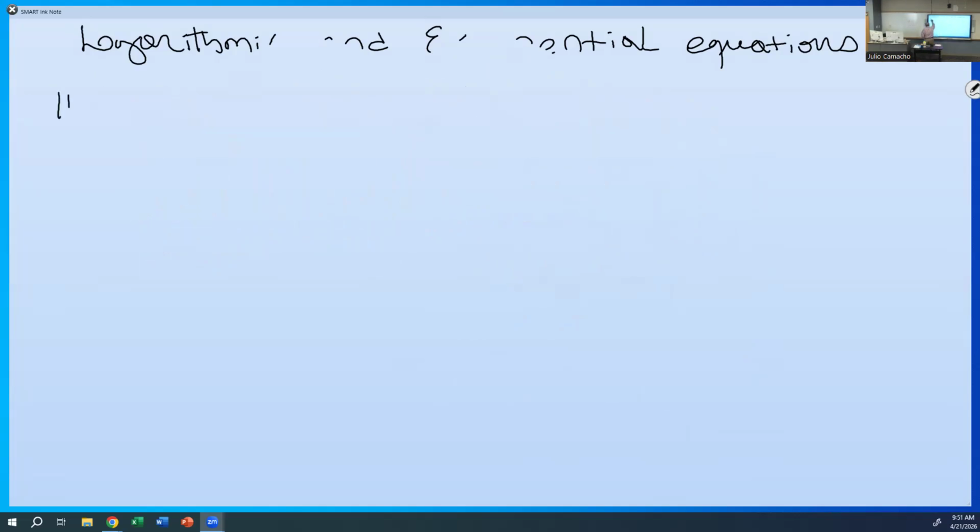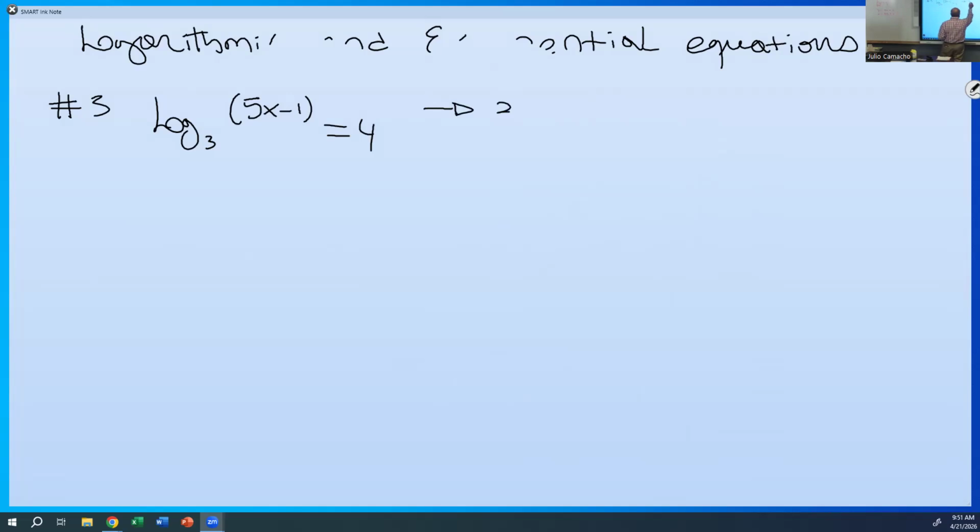The third kind of question that you have in your assignment today is something like this. You have log base 3, and the argument is 5x minus 1, and all equal to 4. So again, that is in logarithmic form. You need to change it to exponential. Terry, tell me how I can change this to exponential. You take the base 3 and make the power 4, and that equals 5x minus 1.